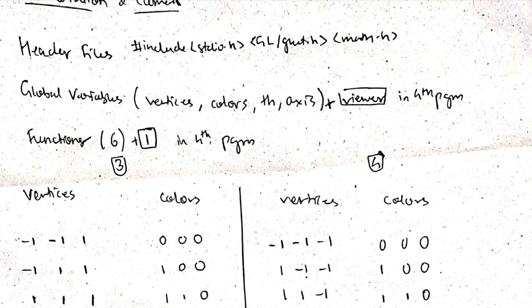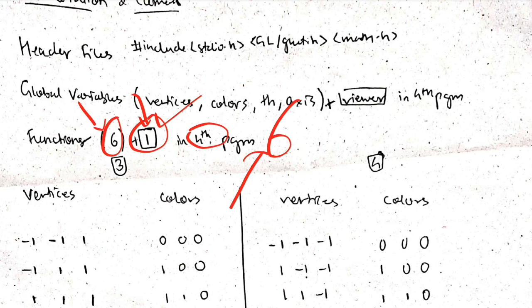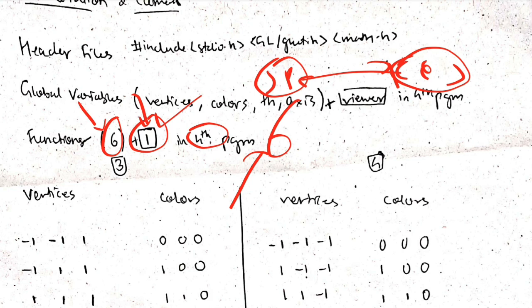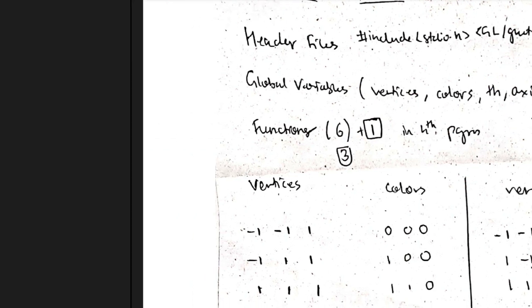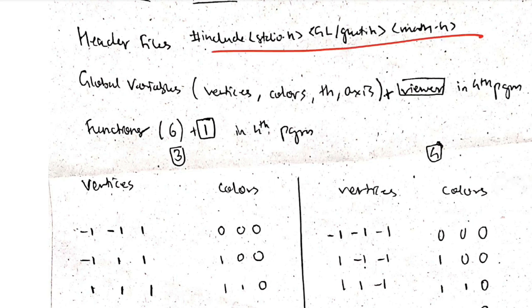And functions, what we have, 6 functions are there, along with one extra in the fourth program. Actually it's not one extra, one will be removed from the first one and added in place of that. Means 6 only is there, just one function is replaced here, like spin cube is replaced with keys in the fourth program. We'll be discussing that. So where we reached, third and fourth program, add the header files here. After you have added the header files, global variables, vertices, colors, theta and axis, and here we have the viewer and extra function, and here we have the functions, total 6 functions.